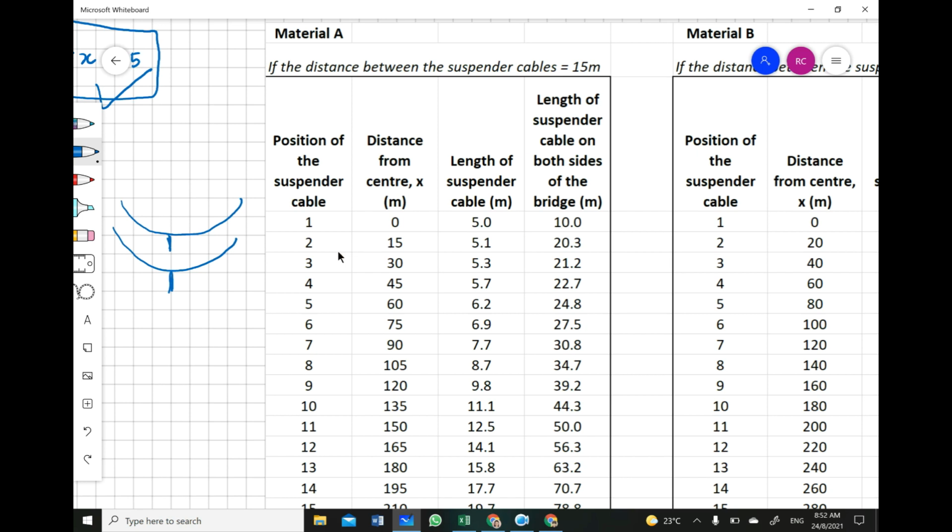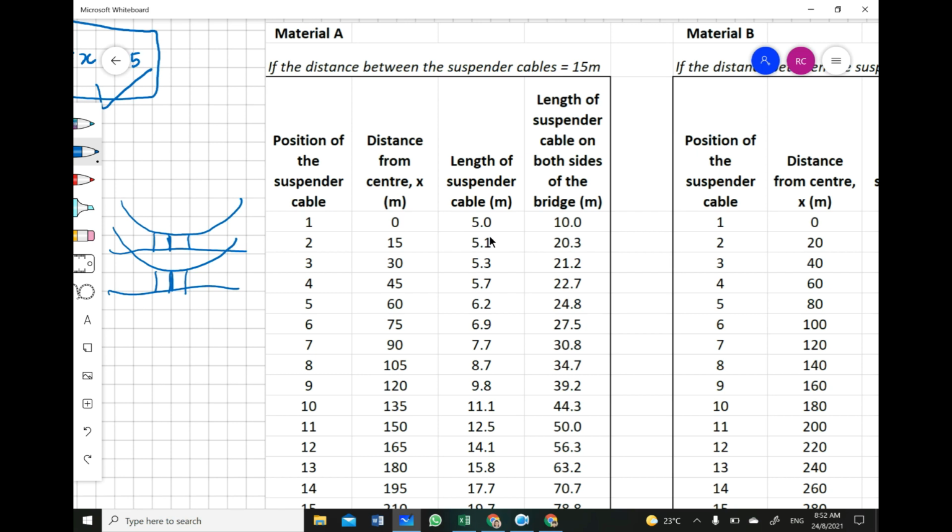And then for the second suspender cable, that is 15 meters from the center, because they require 15 meters. From the center over here, we have another 2, but this time we need 4. We not only need 2, we need 4 right now. So with the length of the suspender cable, 5.1, I'm going to multiply by 4, and I get 20.3. How do I get 5.1, class?